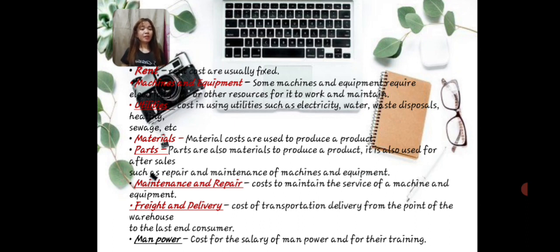Next is materials. Material costs are used to produce the product. So, syempre, kailangan mo ng material para makagawa ng product mo. Next is parts. Parts are the materials to produce a product and are also used for after sales, such as repair and maintenance of machines and equipment. So, pag sinabi natin parts, halimbawa, bumili ka ng phone, yung product mo is phone, kailangan may maintenance siya. O kapag nasira siya, kailangan i-repair.